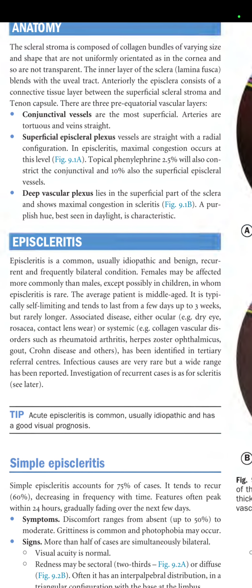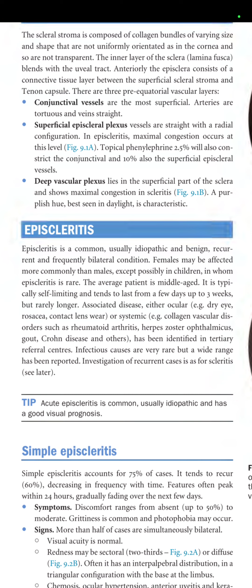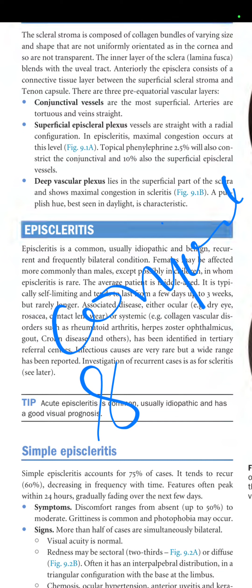There are three pre-equatorial vascular layers. Conjunctival vessels are the most superficial. Arteries are tortuous and veins straight. So there are different vessels: there are conjunctival vessels, the superficial episcleral plexus and the deep vascular plexus. Due to their orientation you can differentiate them, and if there is congestion of certain kinds of vessels, you can determine with the pharmacological drops phenylephrine whether it is episcleral, scleral or conjunctival.